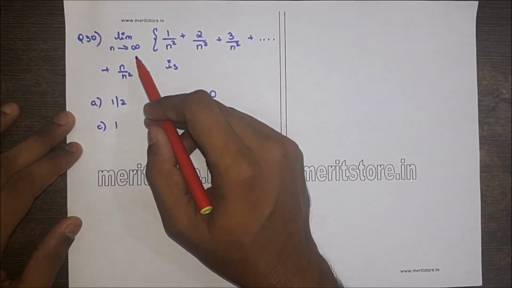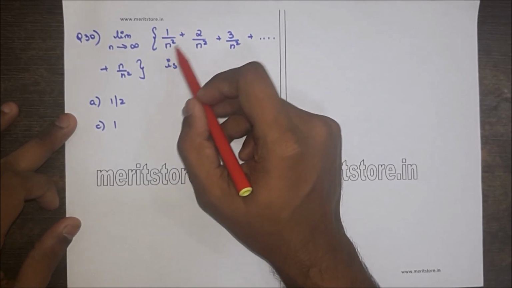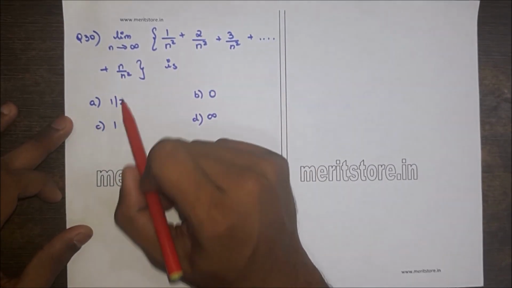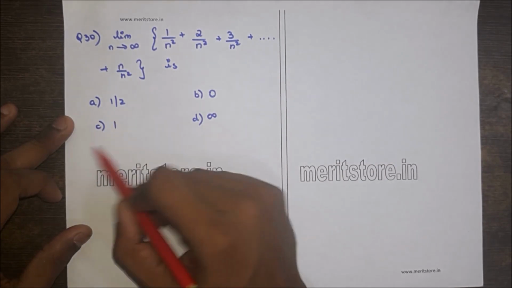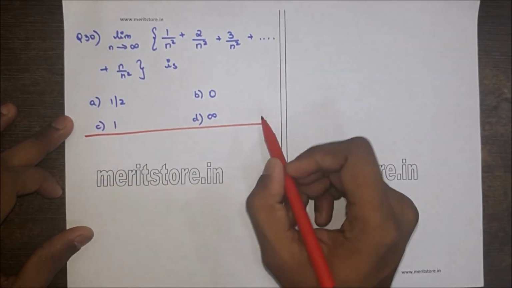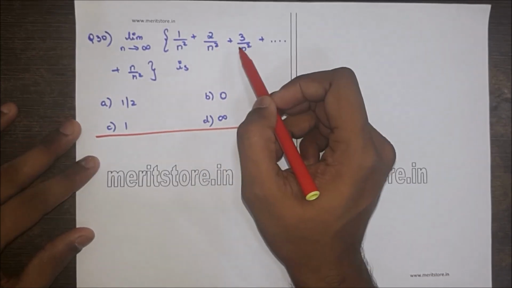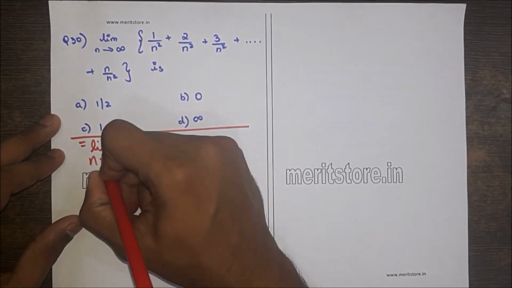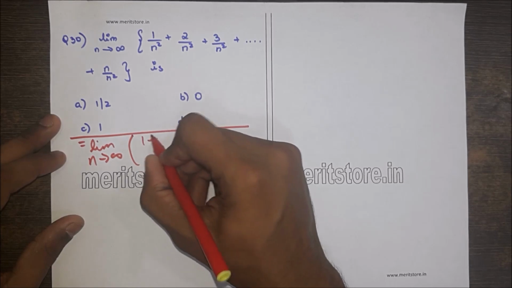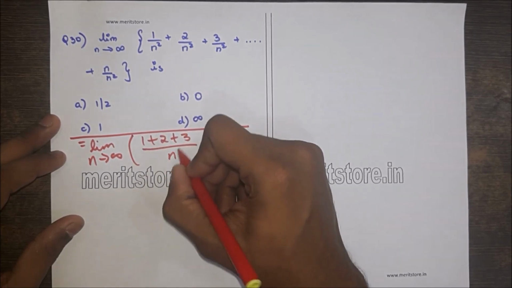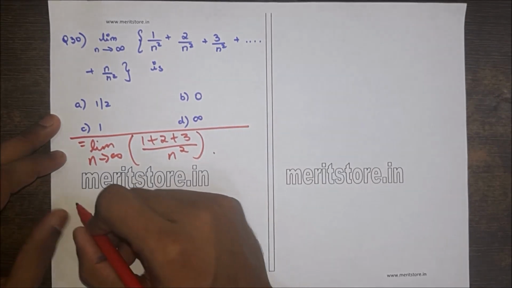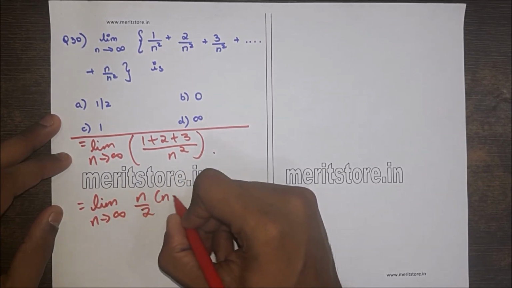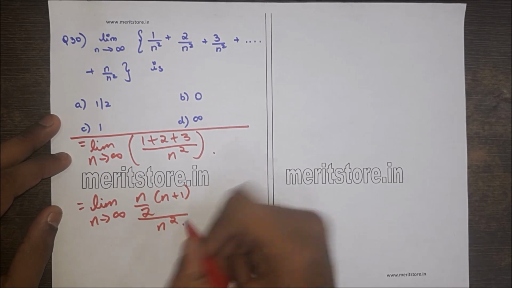Limit of n tends to infinity for summation of 1 by n square plus 2 by n square plus 3 by n square plus till n by n square is: A) 1 by 2, B) 0, C) 1 and D) infinity. First what we do is replace this whole series by its summation terms. That would be limit of n tends to infinity of (1 plus 2 plus 3 plus up to n) by n square, which equals limit of n tends to infinity n into (n plus 1) by 2 n square.